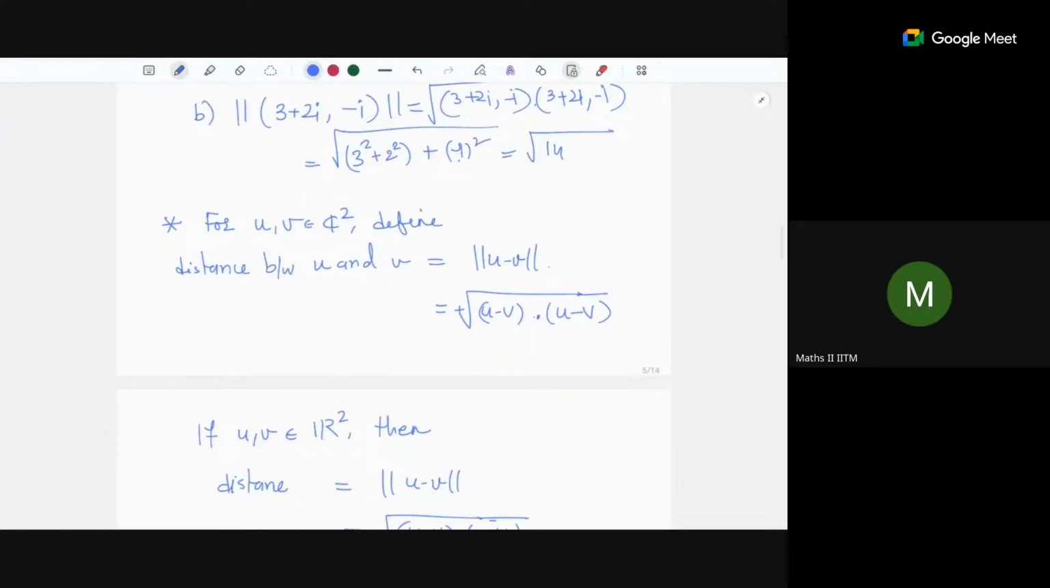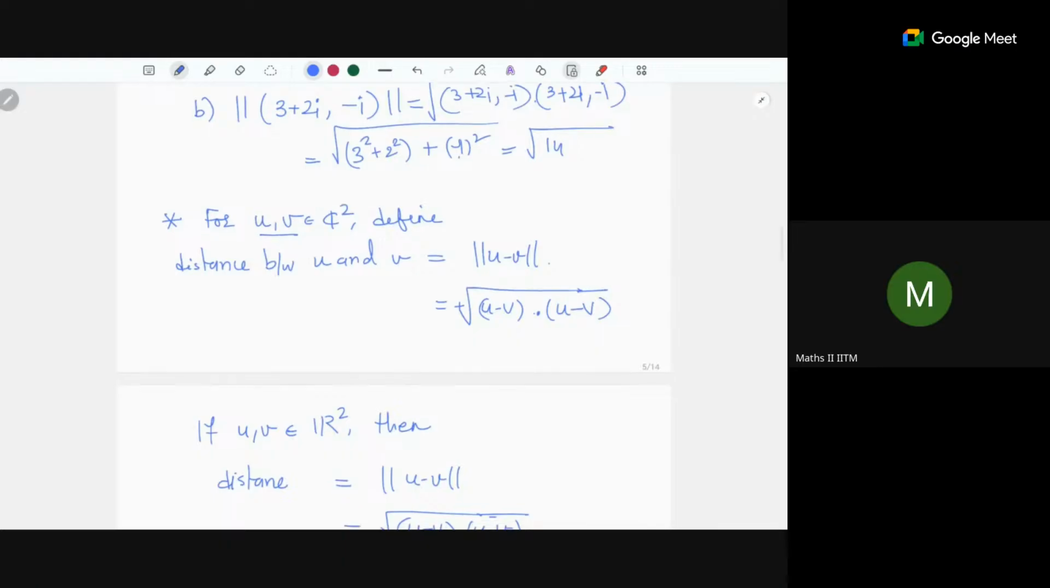Okay. So now how do we define distance between two vectors in C2? Simple, the same way we define distances in R2. So we consider the difference between these two vectors. The difference of these two vectors makes sense because it is a vector space. And then we take the magnitude of that difference vector. Okay, so this is the definition of the distance between two vectors in C2.